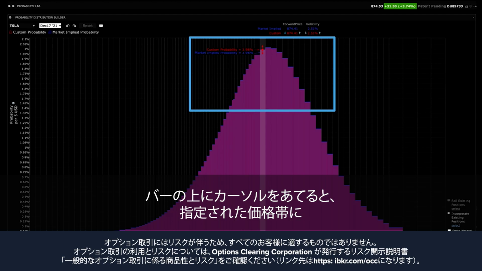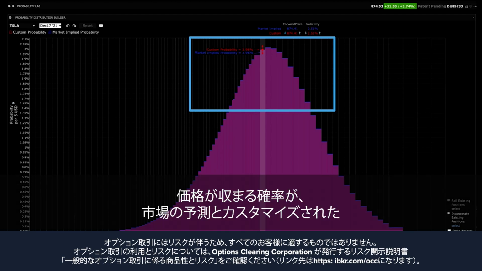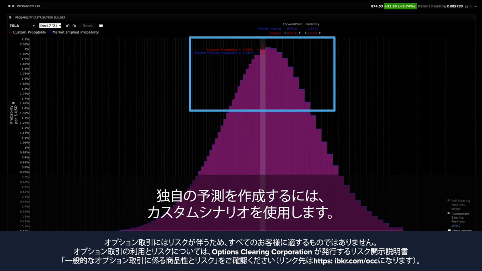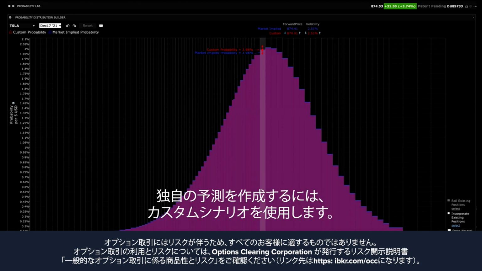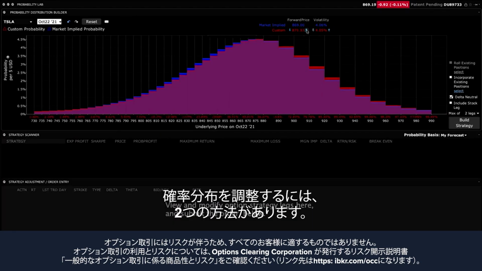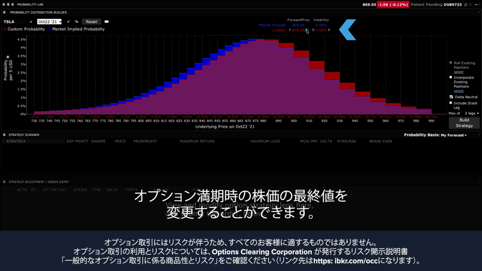Hover your cursor above any bar to view the market implied and customized probability of price landing in the specified price range. Use the custom scenario to make your own forecast. There are two ways to adjust the probability distribution. Use the up or down arrows on the custom line to change the terminal value of the stock at option expiration.